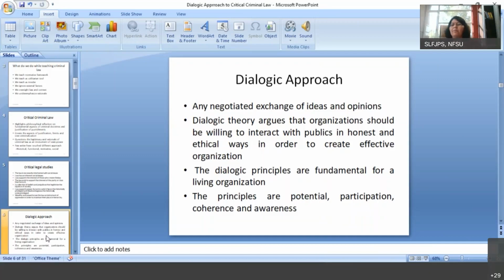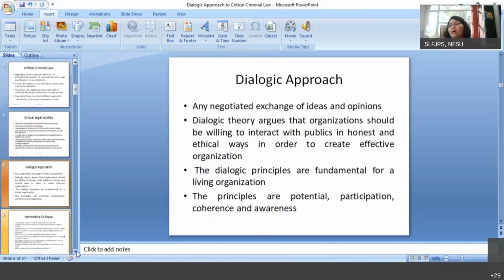And when we talk about the principles of this dialogical approach, there are three major principles, not three, but rather four. The four major principles are the potential, the participation, coherence, and awareness. So awareness is also one of the most important aspects when we really want to establish this dialogue with the audience, with the subject matter.